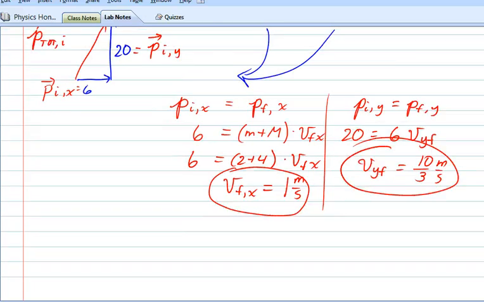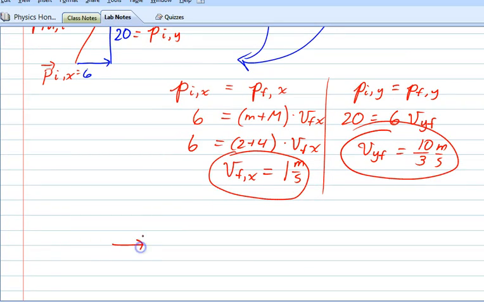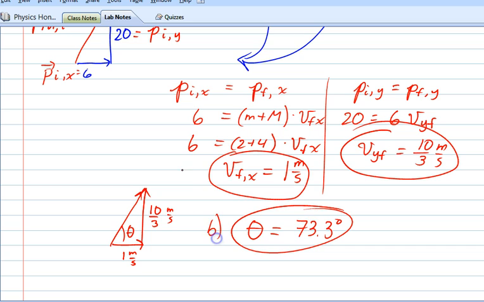And so there are the answers that we need for part A, the final velocities in each direction. Now if we want to find the angle, we know that we have 1 in the x direction and about 10/3 in the y direction. And we can find that angle using inverse tangent is 73.3 degrees. So there's our answer for part B. This is really not too terrible for two-dimensional inelastic collisions, especially if the objects stick together. It's just like we practiced for one dimension. You put the masses together and you can go from there.